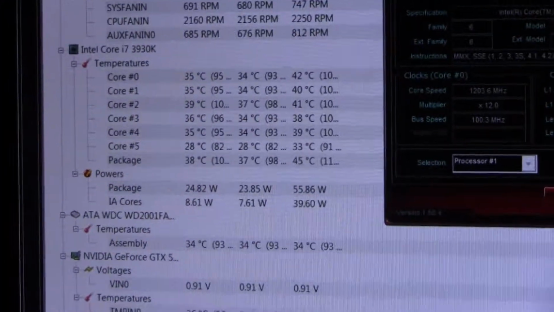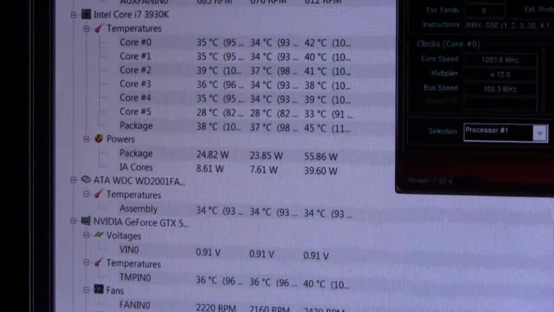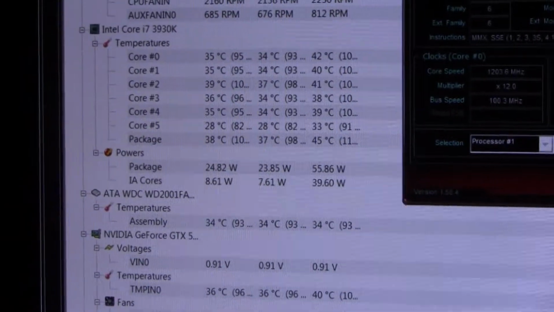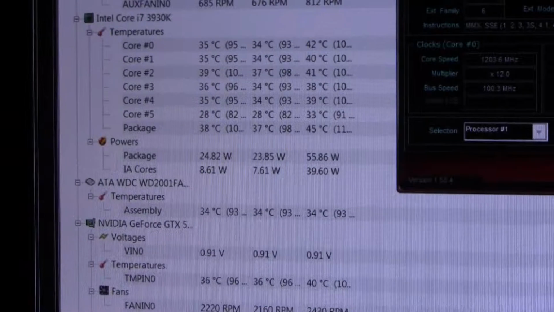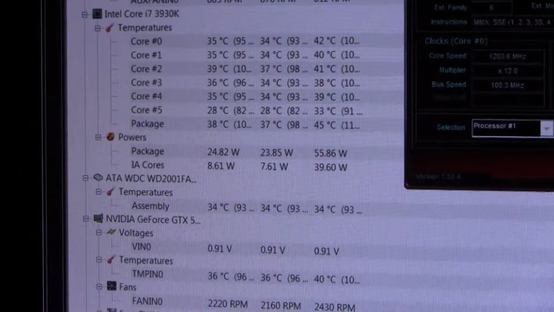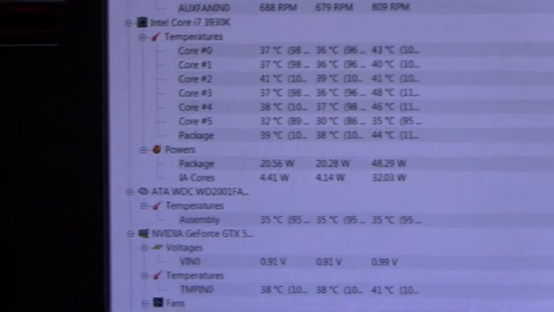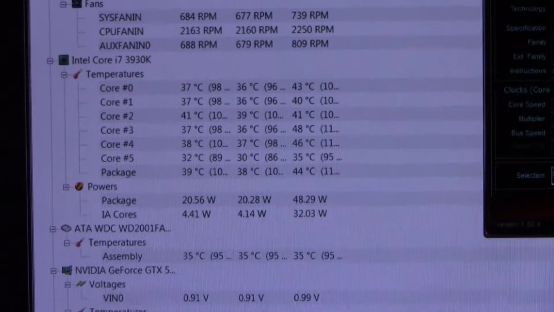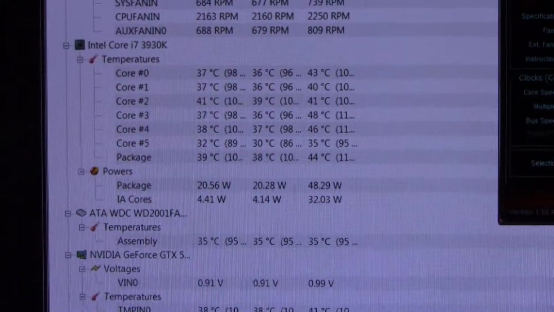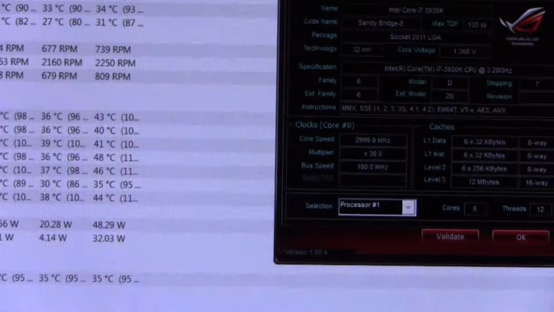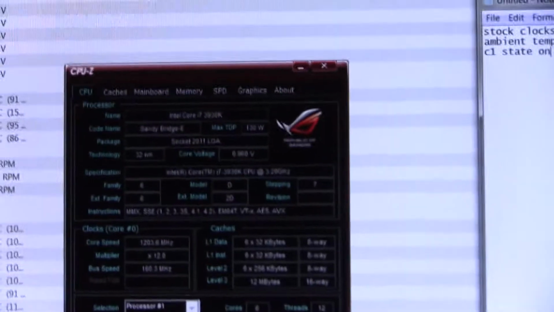One more thing to note. This screenshot is a stock clock one, and you could see the wattage being used on the CPU. On the package, the lowest was 23.85 watts, and on the IA cores, which I don't know what that is, was 7.61 watts. And over here in the screenshot with the overclock, it was 20.28 and 4.14, which is lower watts. I don't get that. Maybe you guys could let me know about that.